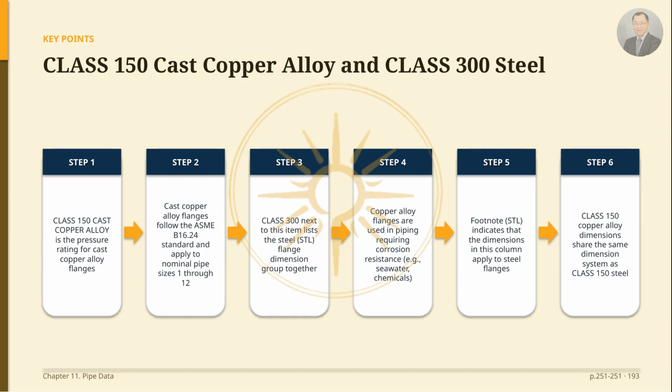In particular, Class 150 copper alloy shares the same dimensional system as Class 150 steel. Please check whether they apply to steel flanges via the STL items noted in the footnotes for detailed dimensions, and refer directly to the values corresponding to the pipe diameter during actual design.